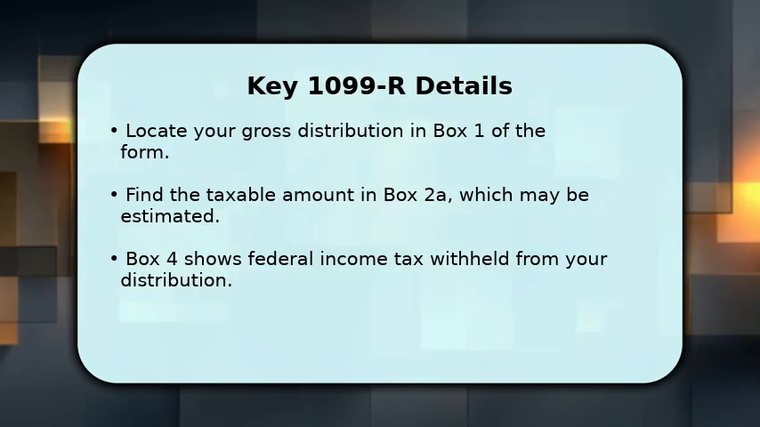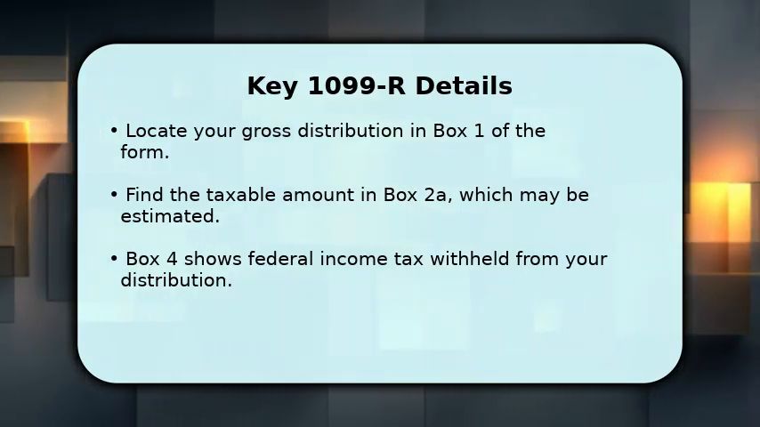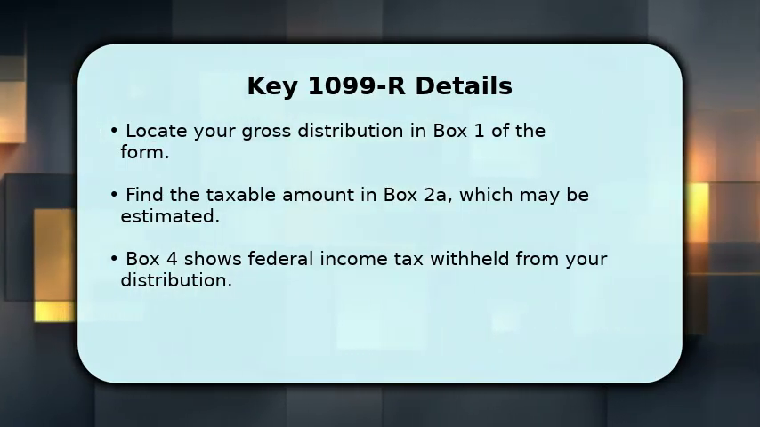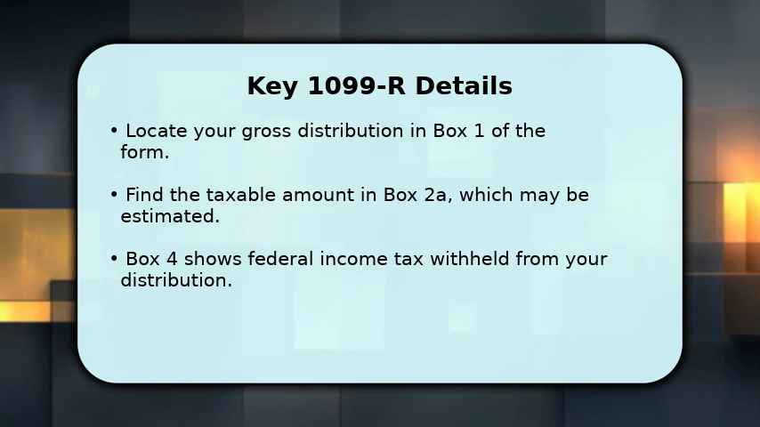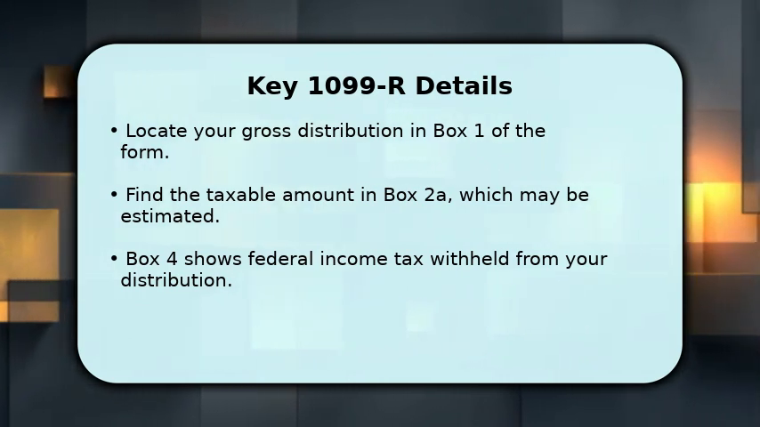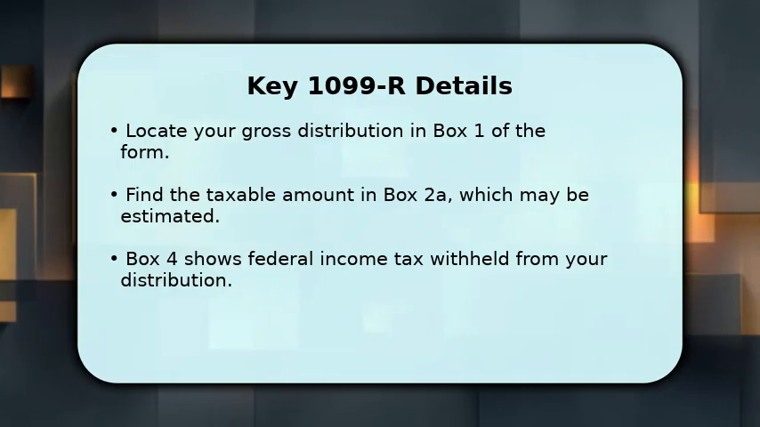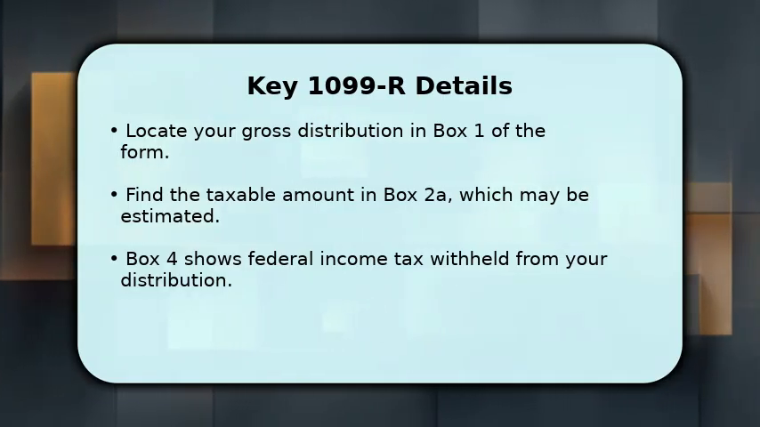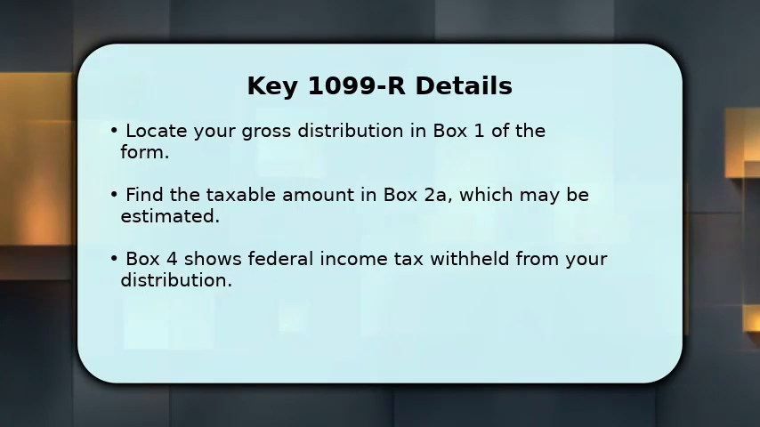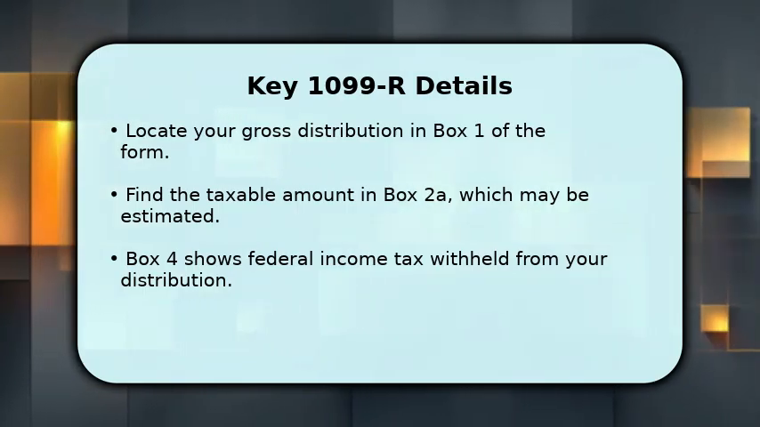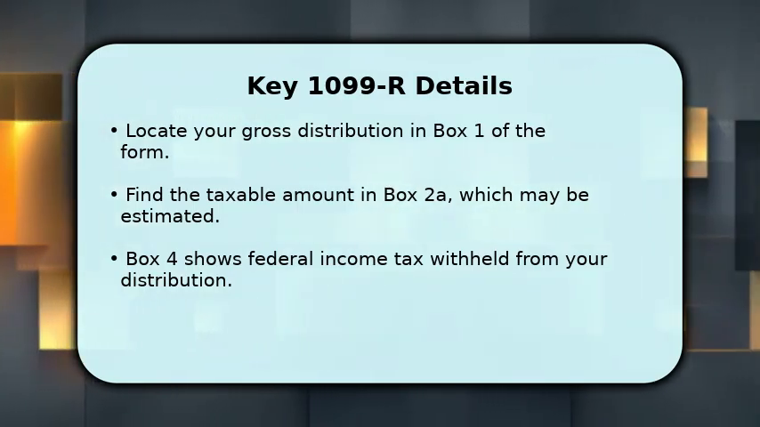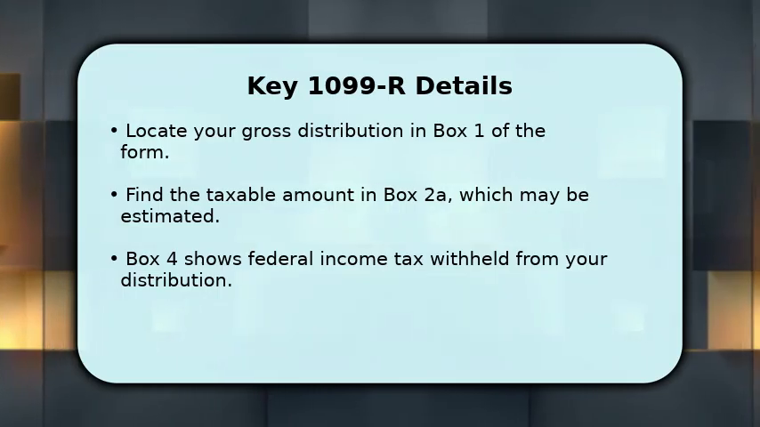Next, let's look at the key boxes on your Form 1099-R. Box 1 shows your total gross distribution. Box 2A indicates the taxable amount, which might be estimated if the payer doesn't know the exact figure. Box 4 reports any federal income tax withheld. These numbers are essential for accurately reporting your income.